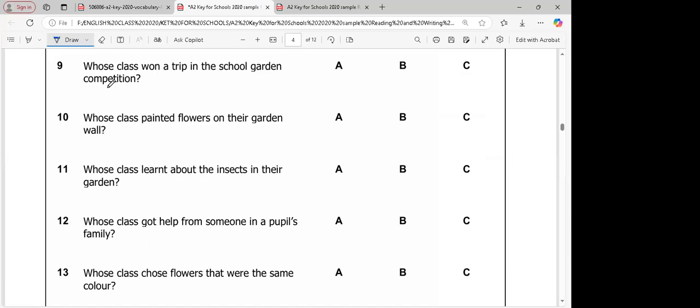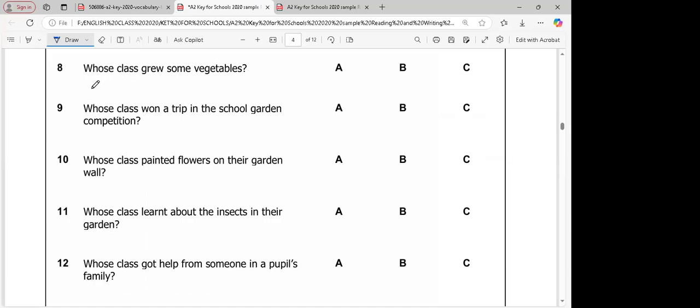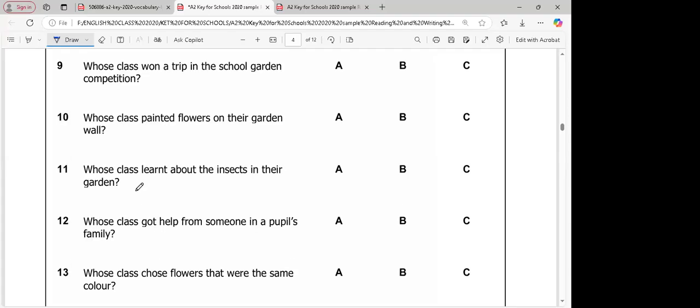Then one by one I will first read the paragraphs and make you understand. In between I'll give you the questions, so you try. Then 9, whose class won a trip in the school garden competition? Number 10, whose class painted flowers on their garden wall? Take the things into your mind, okay? Question: whose class learned about the insects in their garden? Whose class got help from someone in a pupil's family?